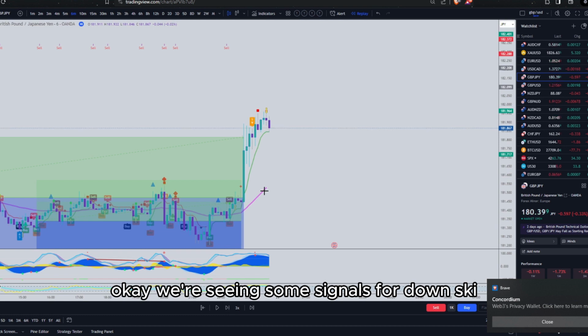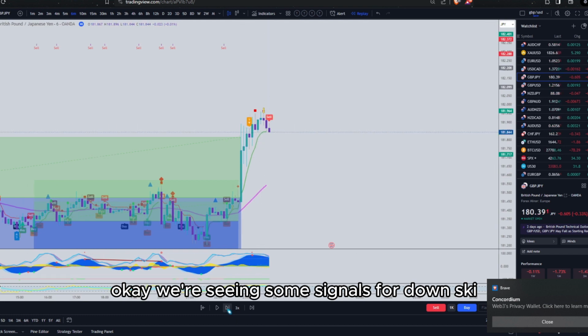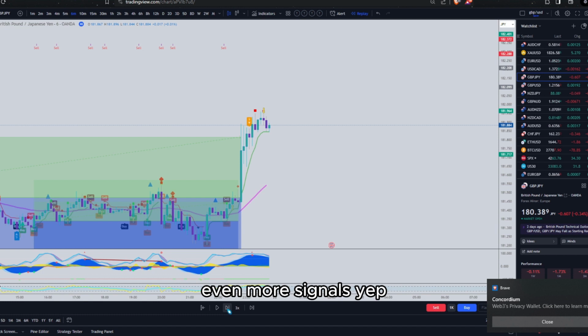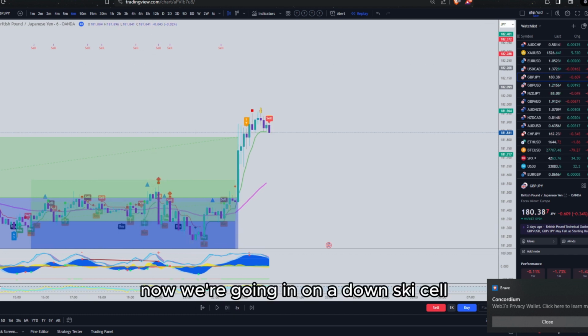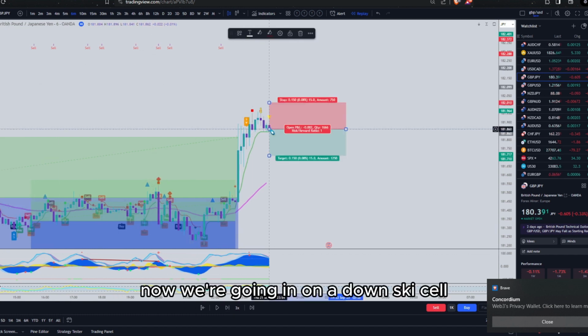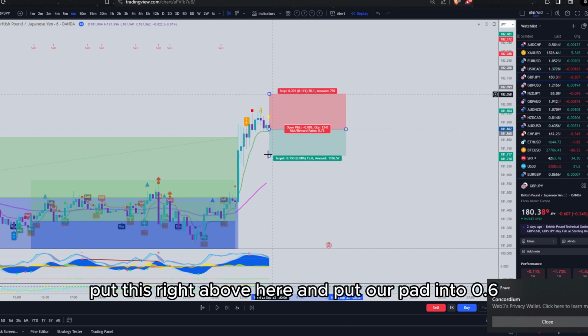Okay, we're seeing some signals for a downside. Even more signals. Yep. Now we're going in on a downside. Sell. Put this right above here. And put our patented 0.6.